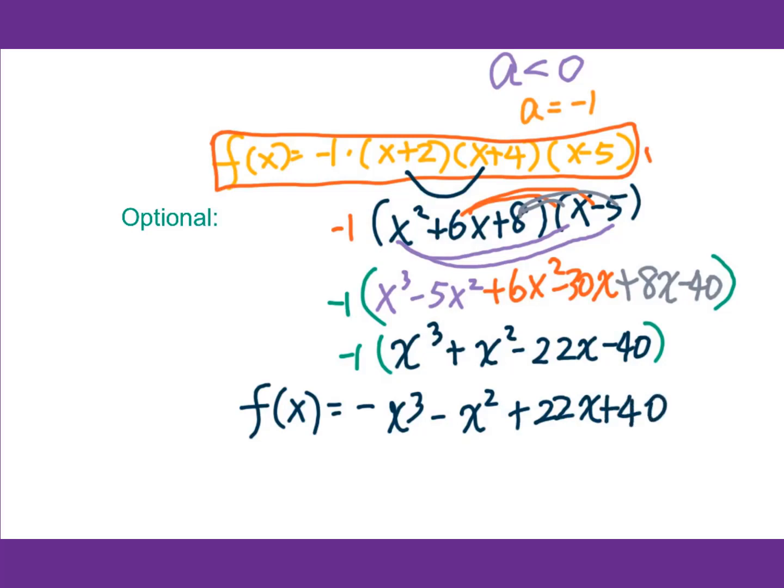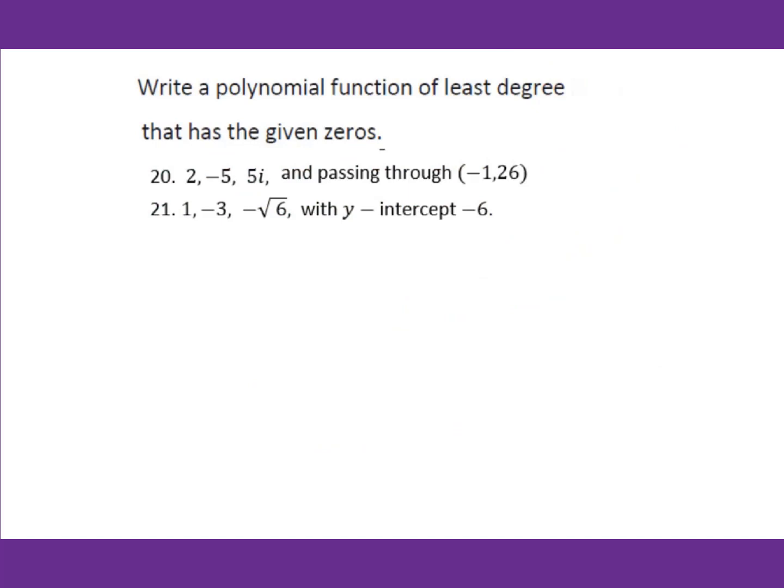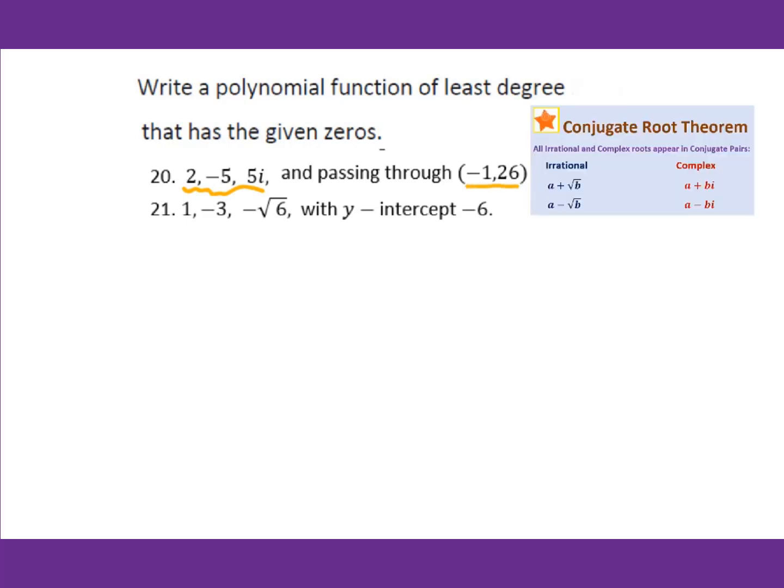Normally, this factoring form is enough. But if you want to get a general form, you can work on the FOIL and you get this. This is just optional. Now let's go to 20. Write a polynomial function of least degree. You are given 3 roots and also passing through these points.